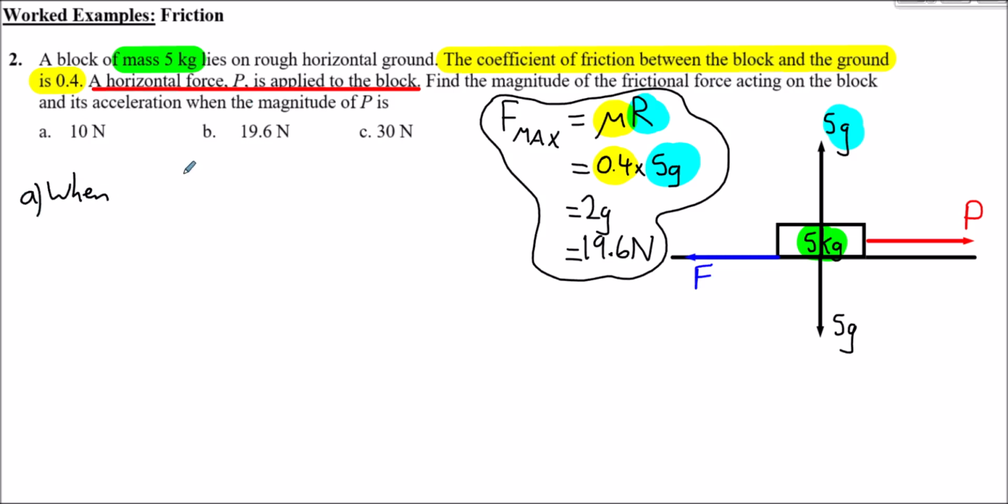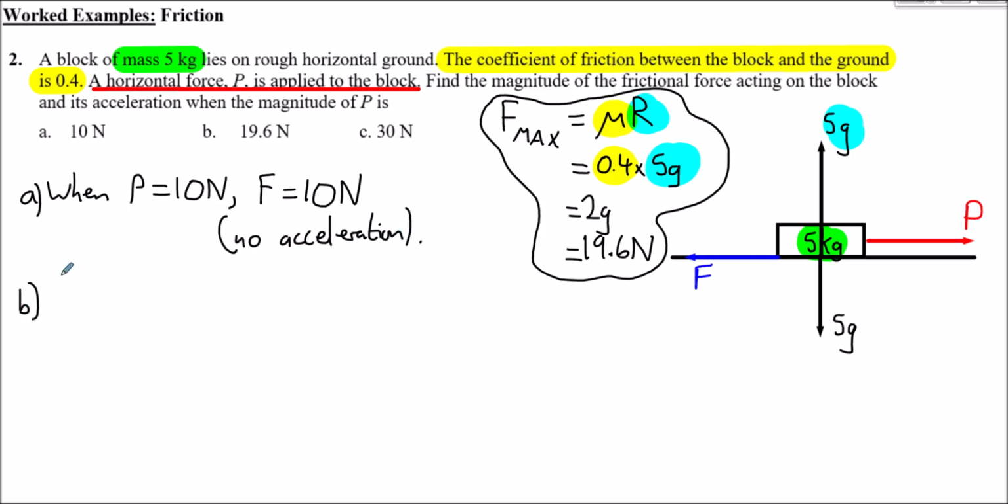So when P is 10 newtons, F will always try to resist P. Now because the maximum friction is 19.6, 10 is within the realm of possibility for the friction to be. That's only about half of its maximum value, so the friction is able to resist this force of 10 newtons. So the frictional force will be equal and opposite. It'll be 10 newtons as well. So therefore there will be no acceleration. The object will be in equilibrium still.